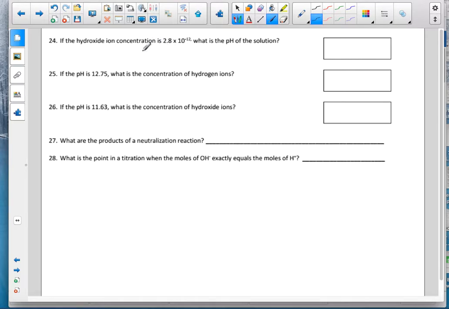24. If the hydroxide ion, same thing. We did that over. Okay, this is basically all pH land. You guys are good with that? What are the products of a neutralization reaction? A neutralization reaction is always going to produce water plus what we call a salt or an ionic compound.